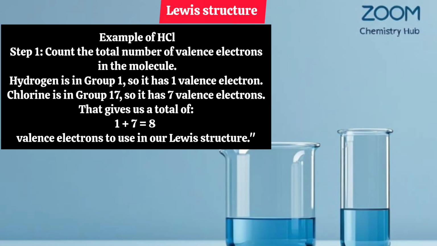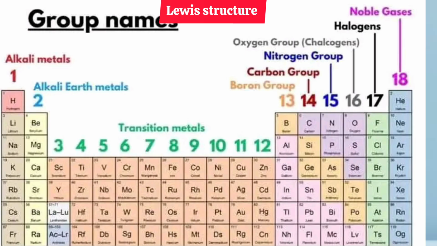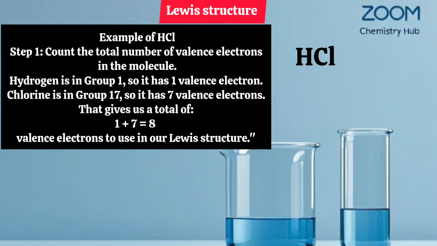First we will write the formula of hydrochloric acid, that is HCl. Then we will count the total number of valence electrons of all the atoms in the molecule. Hydrogen is in group 1, so it has 1 valence electron. Similarly, chlorine is in group 17, so it has 7 valence electrons. So that gives us a total of 8 electrons by adding the valence electrons of the 2 atoms.